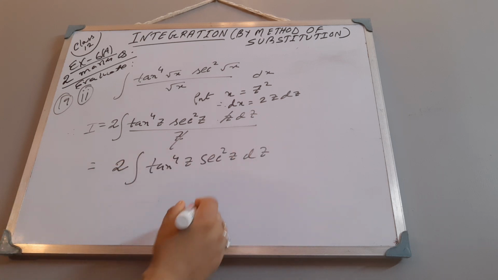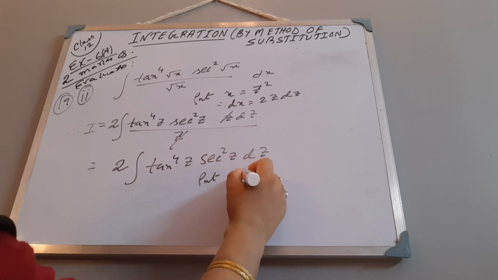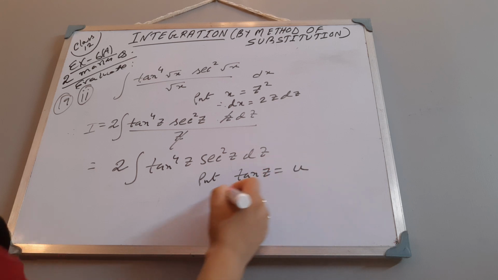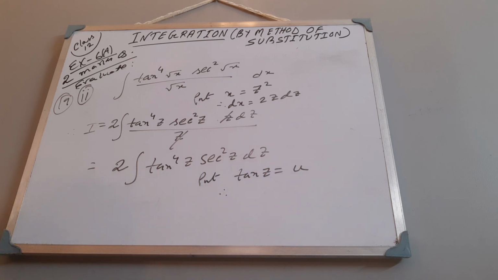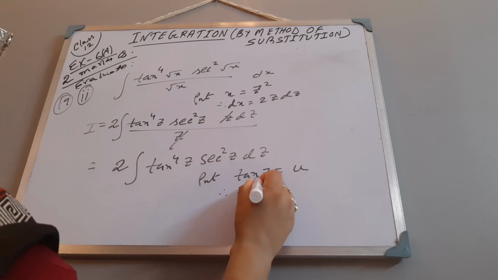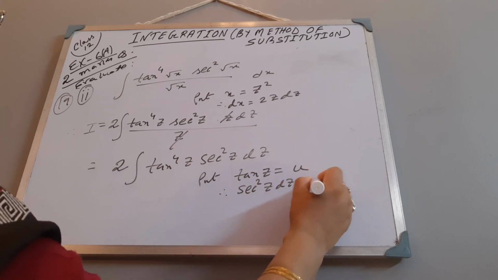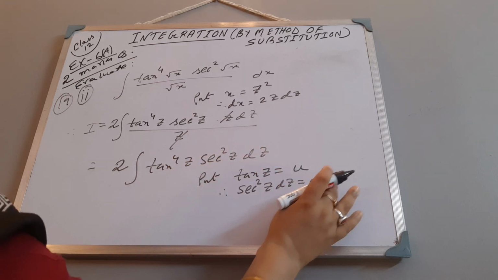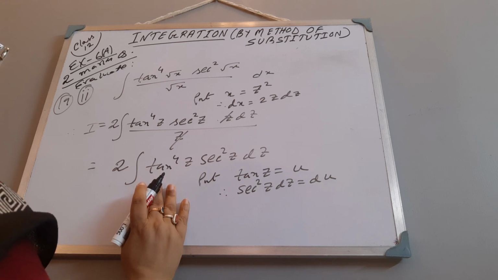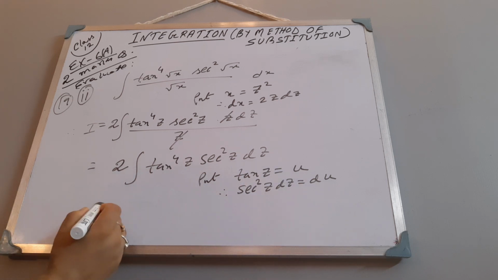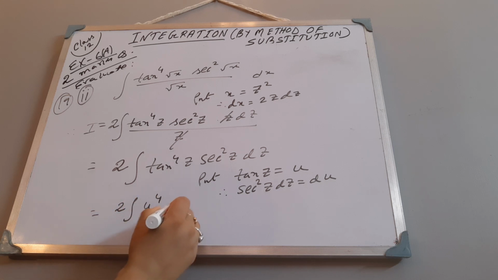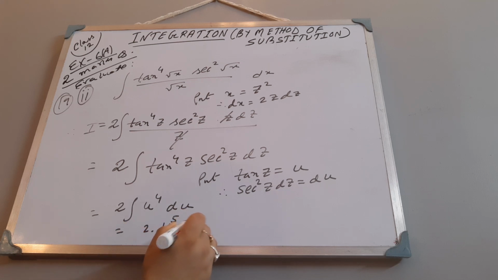Now again we have to substitute. Put tan z equal to, say, u. d/dx of tan x equals sec square x, so here we write sec square z dz is equal to du. Instead of sec square z dz we write only du, and tan to the power 4 z we write as u to the power 4. Then what will we get? 2 integral u to the power 4 du. So it's very simple now: u to the power 5 by 5 plus c.